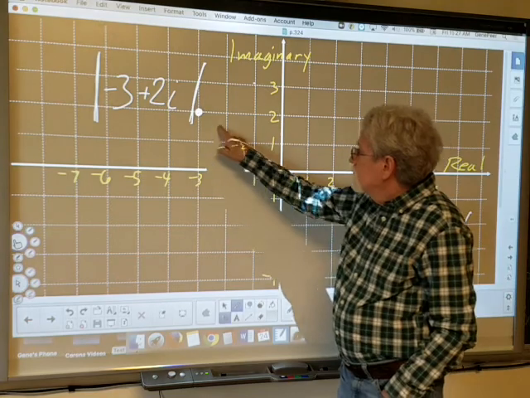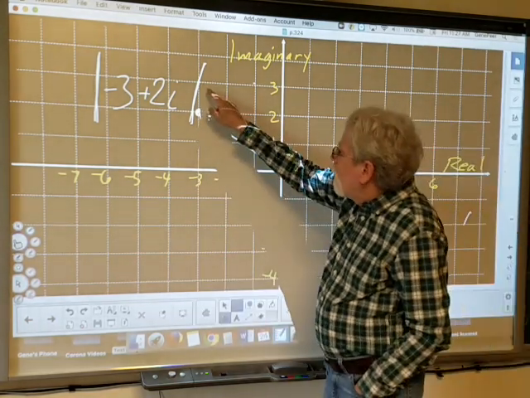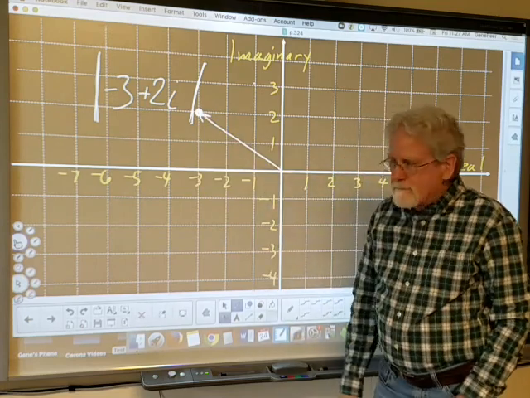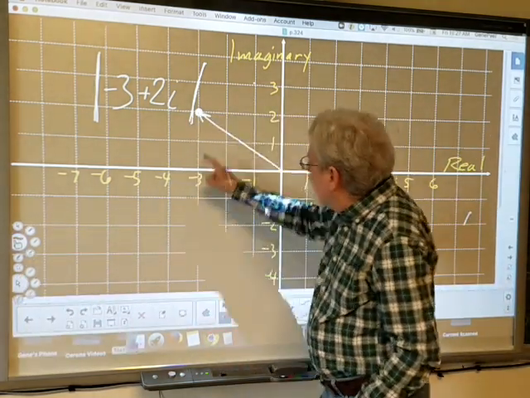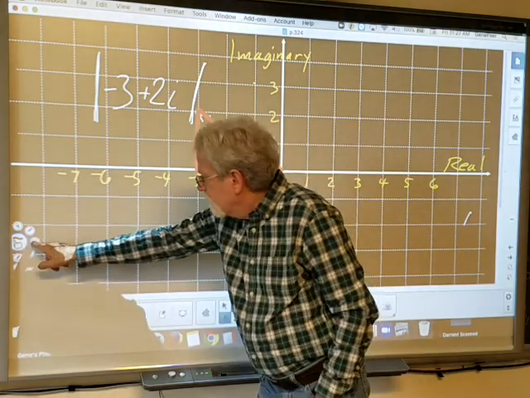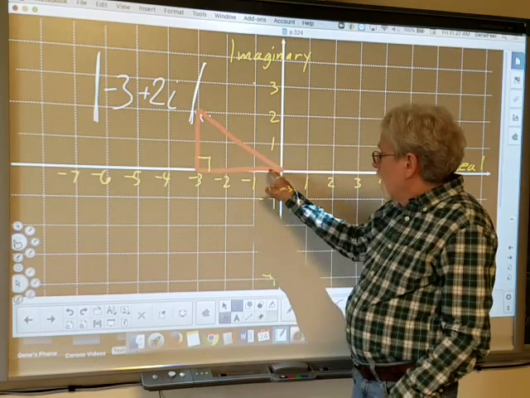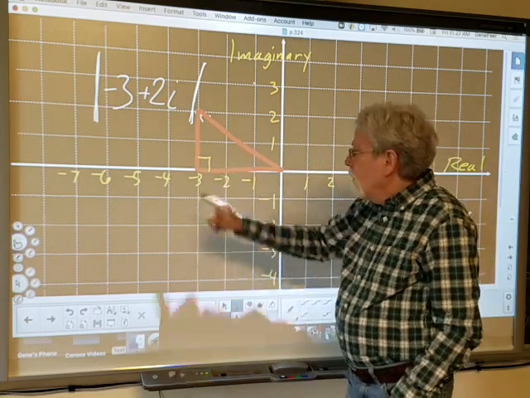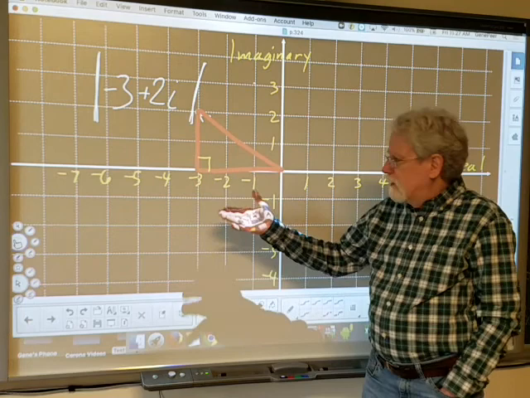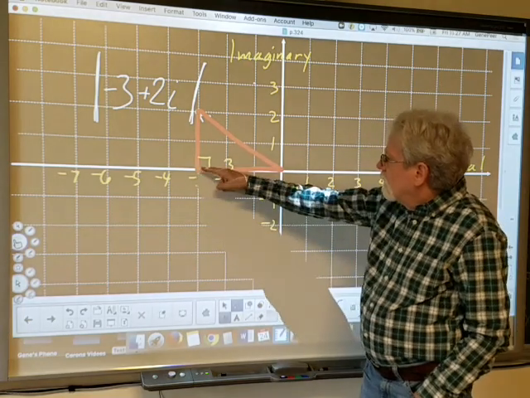If you want to, make it into a vector. The question with absolute value is, how long is that vector? So again, we think of it as a right triangle, where this is clearly a right angle. And we know the length of this side. You say it's negative 3. Well, how long is that side really? Oh yeah, it's just 3. This side is 3. How long is this side?